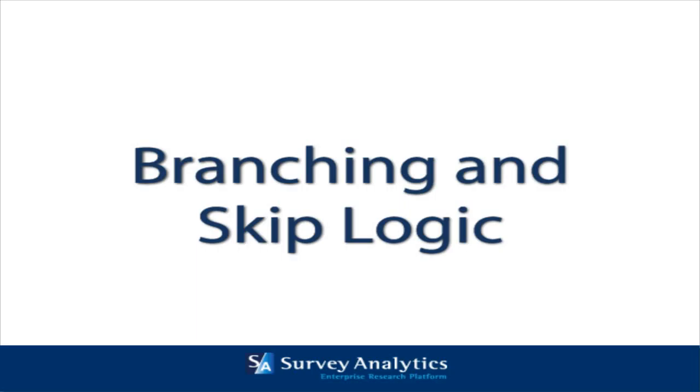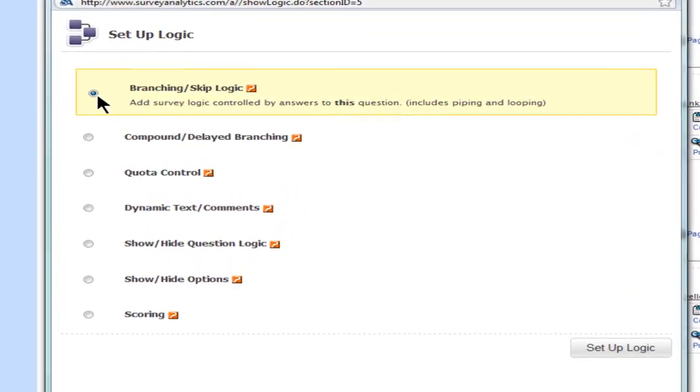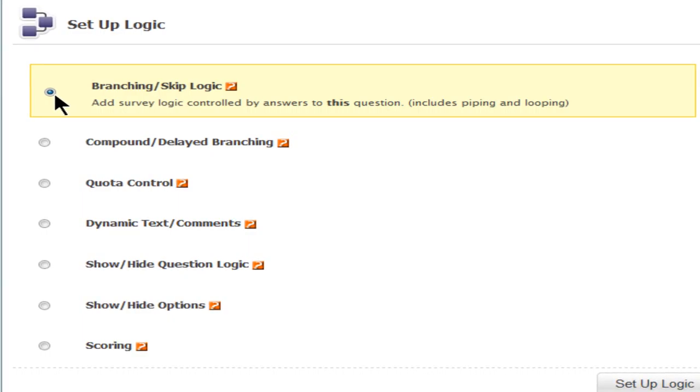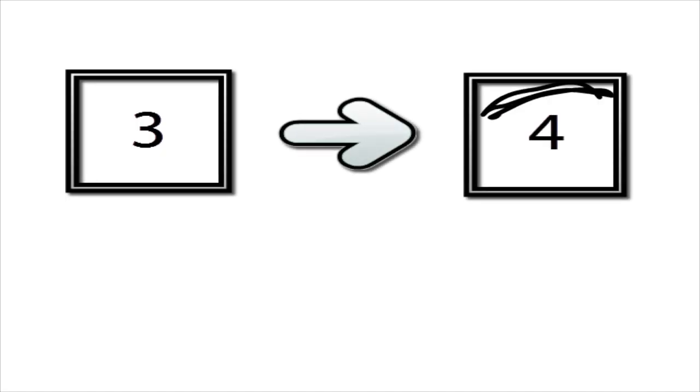The basic idea of branching or skip logic in survey analytics has to do with how questions may either be included or excluded from a respondent's question sequence depending on how they answer. For instance, an answer of yes to question 3 might make question 4 irrelevant. And similarly, an answer of no to question 7 might require some further information from the respondent.